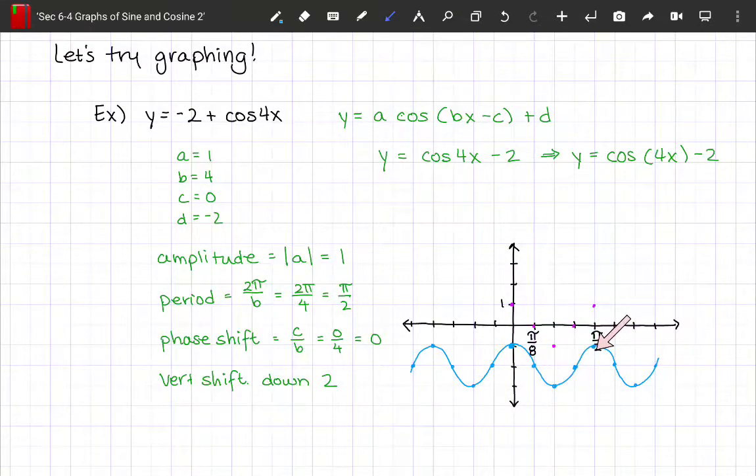That gave me 1 period of my graph. And then I could just repeat that as much space as I have on my graph. And there's my graph. So that's how we graph them. We're going to do that same strategy for all of them. So let's try another one.